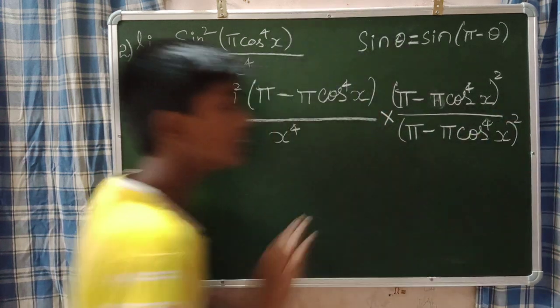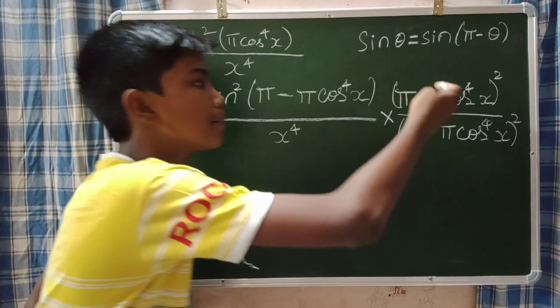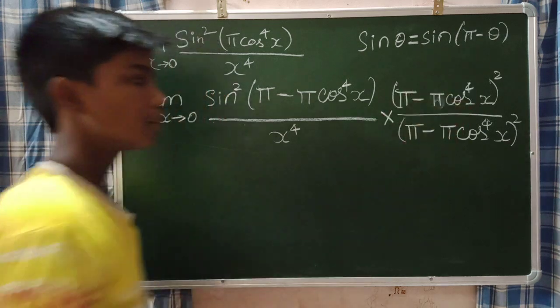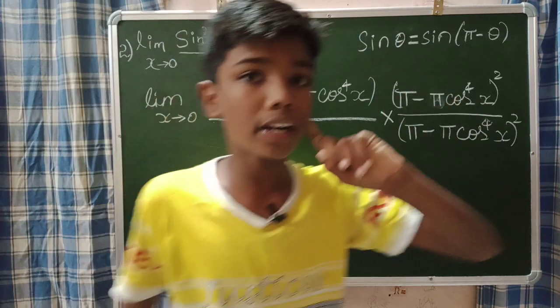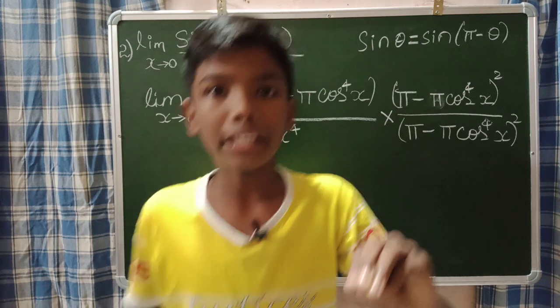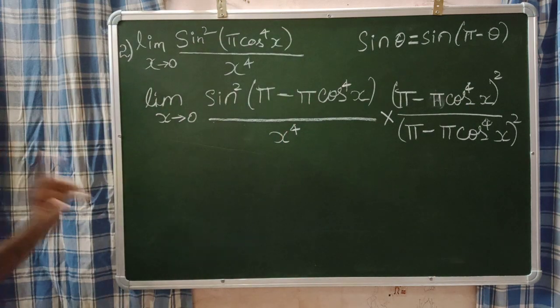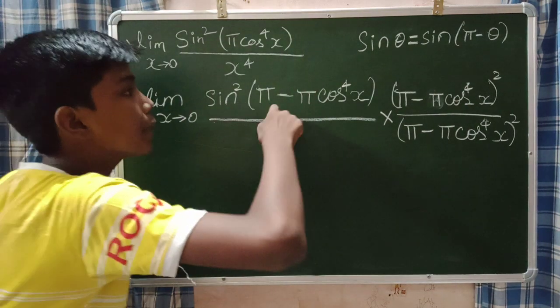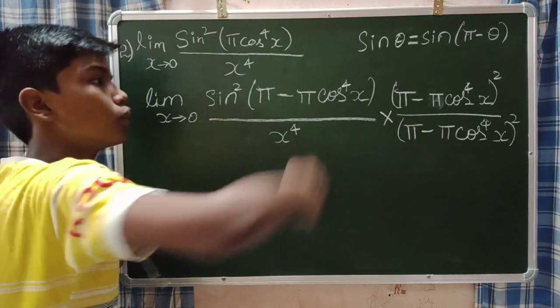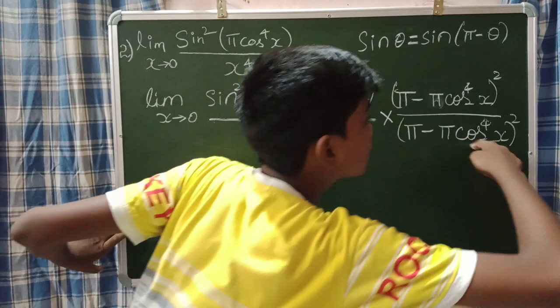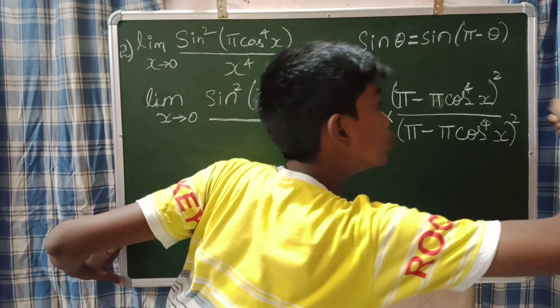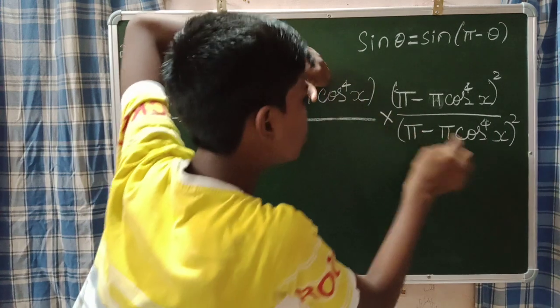Why I am doing this: you know guys, pi minus pi cos to the power 4x whole square divided by the same term will give us 1. But why I am doing this, try to understand guys. Now this sine square of pi minus pi cos to the power of 4x and this pi minus pi cos to the power of 4x whole square, we can simplify these two terms now.